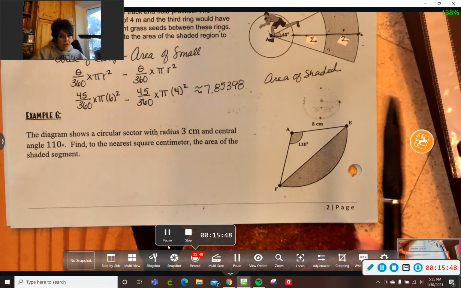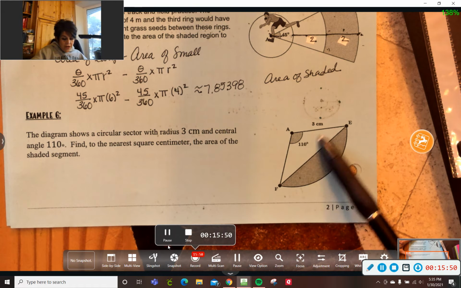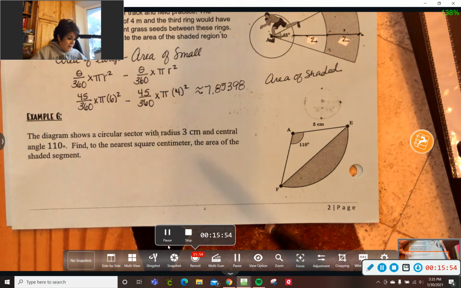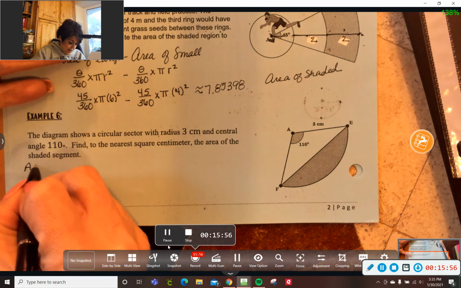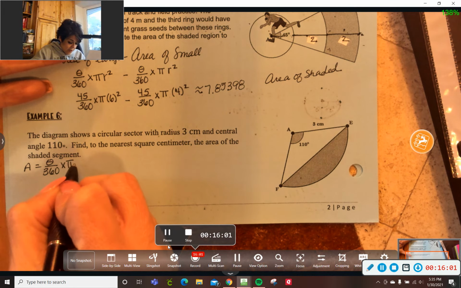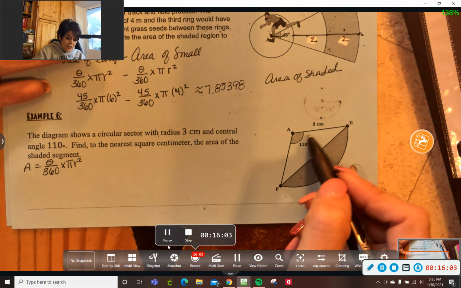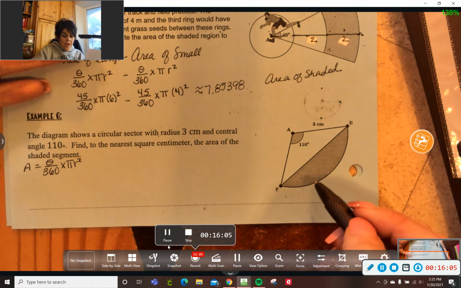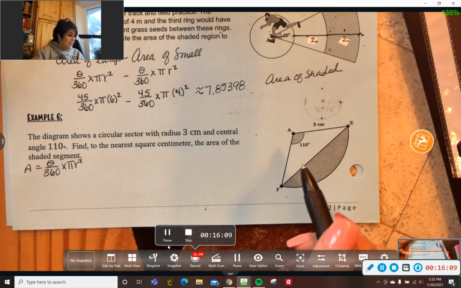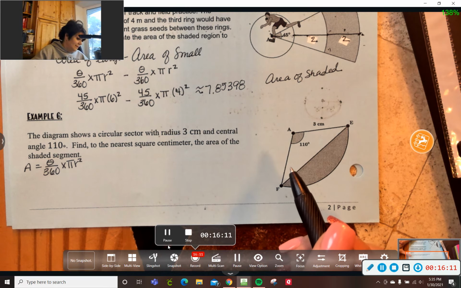Remember, when we go to do our formula, we're going to find the area of the whole sector right here. The area of a sector is theta divided by 360 times pi r squared. That's going to give us this whole thing, like if I were to shade it in. So what I need to do is take the area of the whole thing and subtract off what? Yeah, that triangle. Oh, this is going to be a good one, y'all.